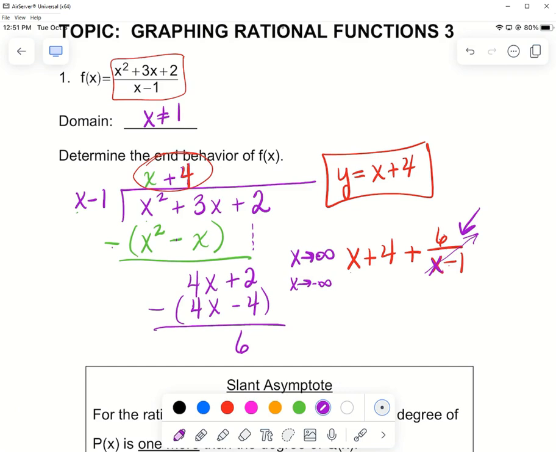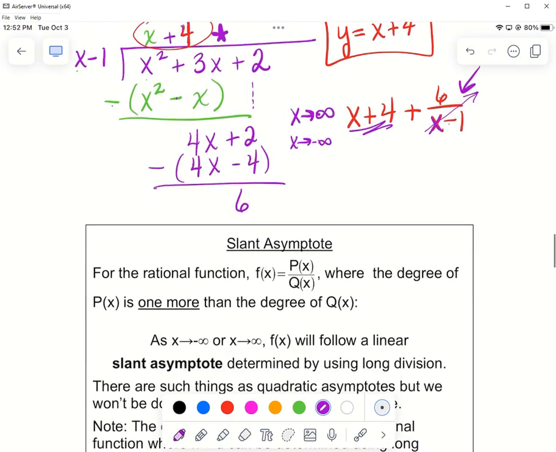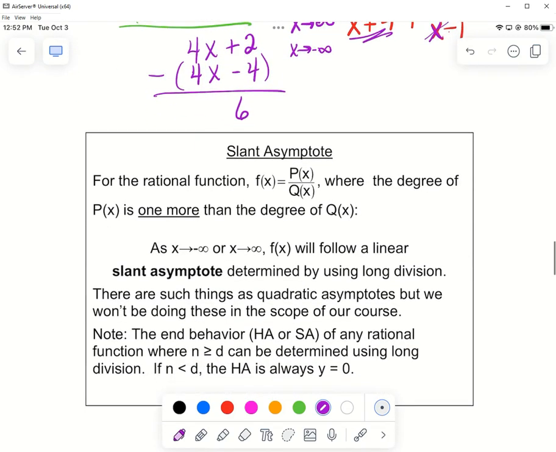And so what I'm saying is at the ends, this function looks like that line. And of course, that is a line, right? And that's what this box is saying. When will you have a slant asymptote? When the degree of the top is 1 more than the degree of the bottom. You will have that slant asymptote.